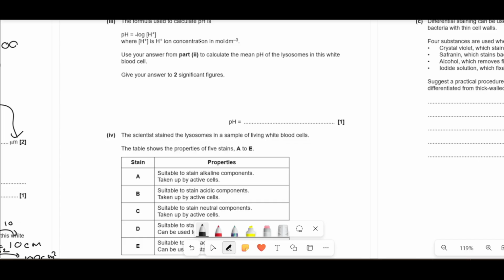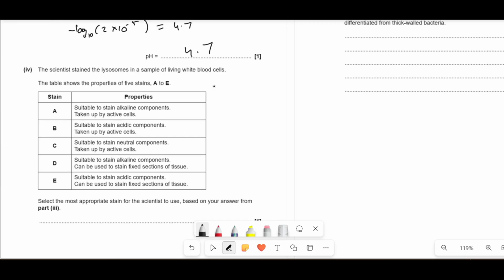Calculate that. So all you've got to do is stick your answer into negative log to the base 10 of 2 times 10 to the minus 5. And if we do that, you get 4.7. So now it says the scientists stain the lysosomes in a sample of living white blood cells, and the table shows some of the properties of 5 stains, A to E. Select the most appropriate stain for the scientist to use based on your answer from part 3.